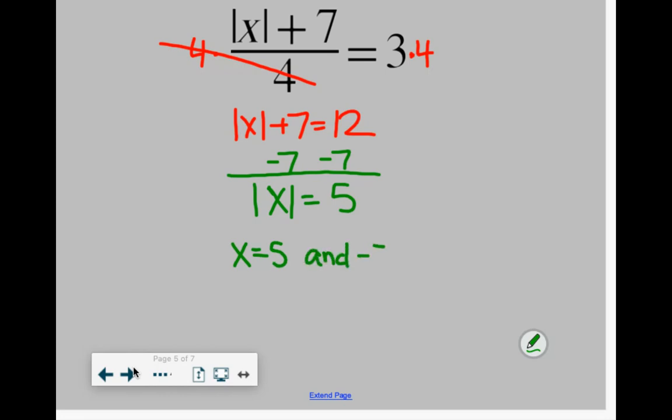And last time I wrote x equals twice. It's the same thing as doing this. I just want to show you another way. You can just say x equals 5 and negative 5 if you want. You can even do 5 comma negative 5 if you want. Just be careful because that starts to look like a point and we're not graphing it. Okay.